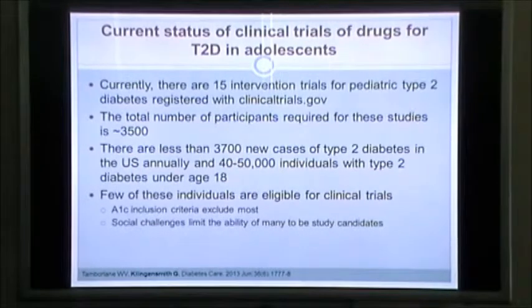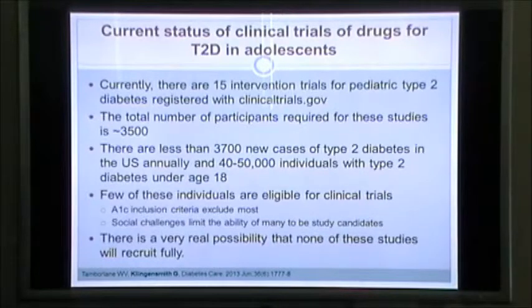In addition, few of these kids are actually eligible for trials because many of them won't meet the A1C inclusion criteria for a variety of reasons that are interesting in their own right. And I told you, this is a socially challenged group of kids, so most of them are not really good study candidates. So there's a very real possibility that none of these studies will recruit fully. There's a huge chance that every one of these trials will be futile, and therefore I have serious ethical concerns about this. Because to enroll a child in any trial, no matter how safe, that has no chance of actually finishing is unethical. So this is a real problem.